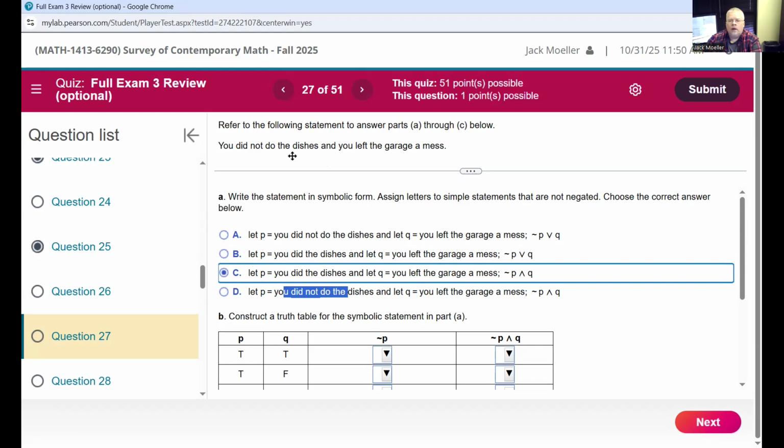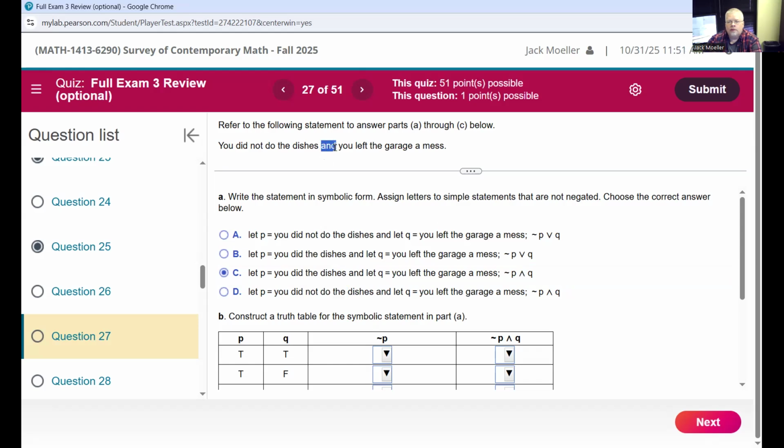Okay, so we did not do the dishes. And so now that's negation of P. B and C both have negation of P, so that doesn't help. Then that one's an or, that one's an and. We'll go back into the statement. That's an and. So there you go.